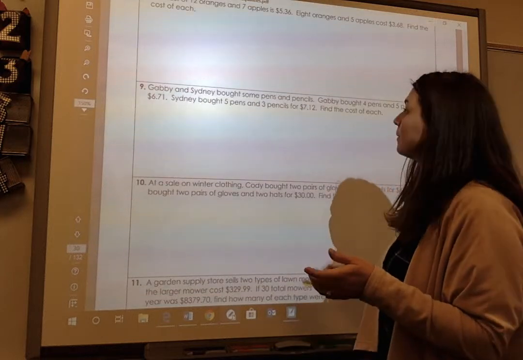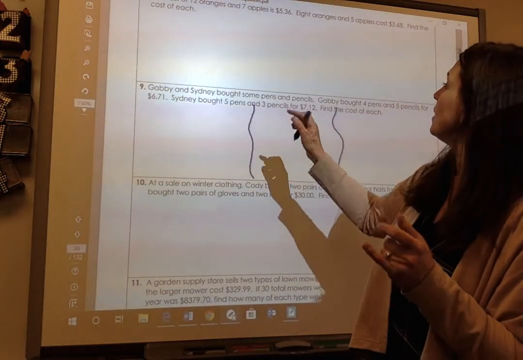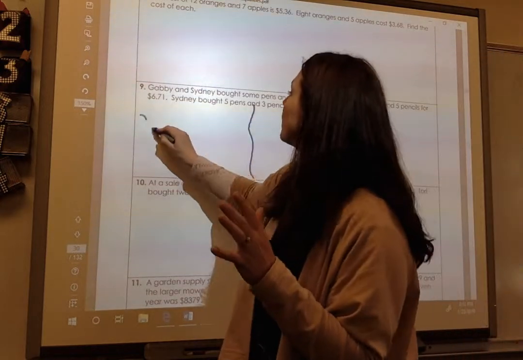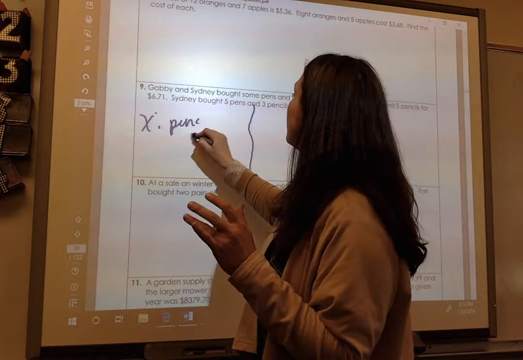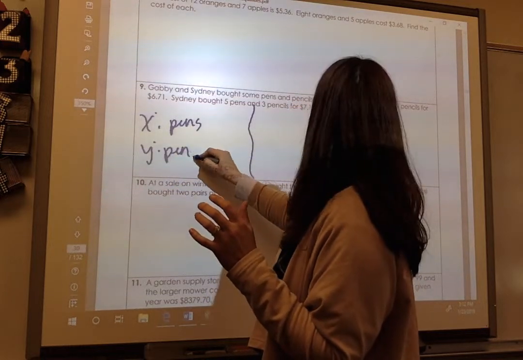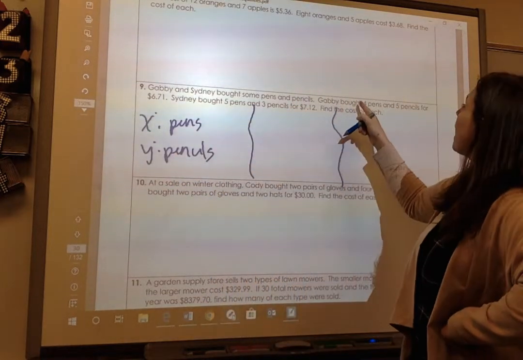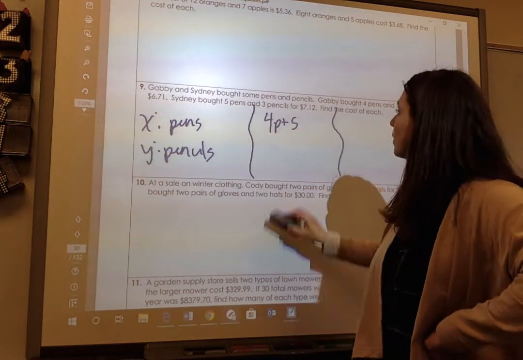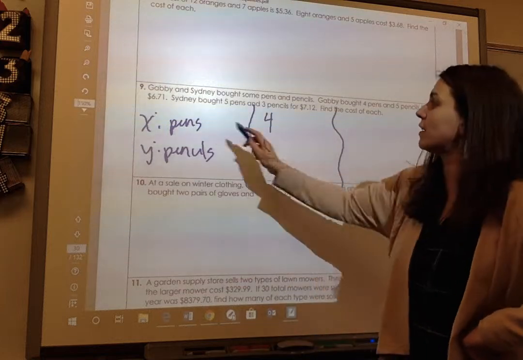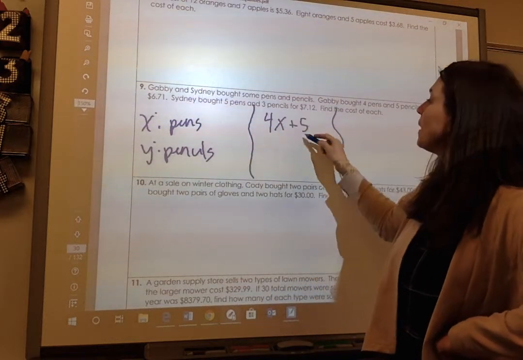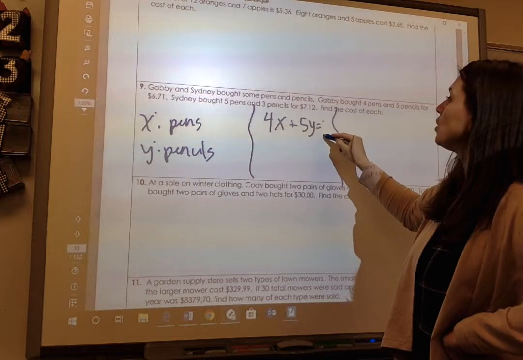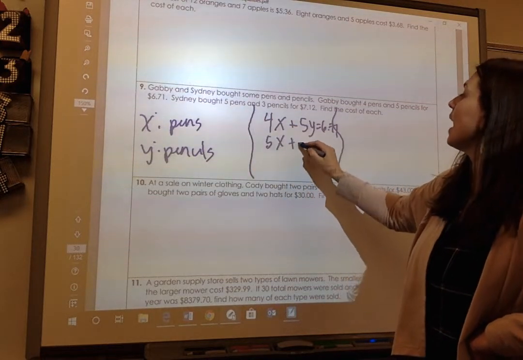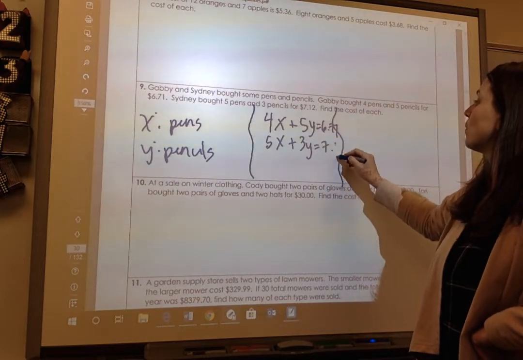So let's do number 9. Sydney and Gabby bought some pens and pencils. So pens and pencils are being talked about. So I'm going to make X pens. I'm going to make Y pencils. And it says Gabby bought 4 pens and 5 pencils, or excuse me, why did I just write P? 4 pens I've identified as X, and 5 pencils, which I've identified as Y, and she paid $6.71. Sydney bought 5 pens and 3 pencils for $7.12.